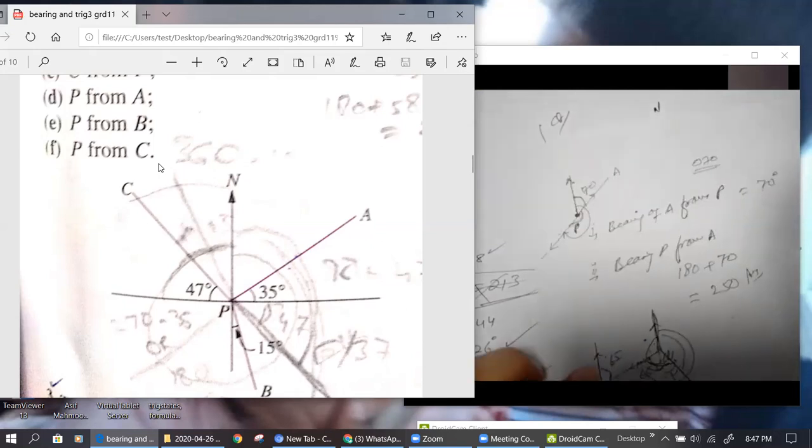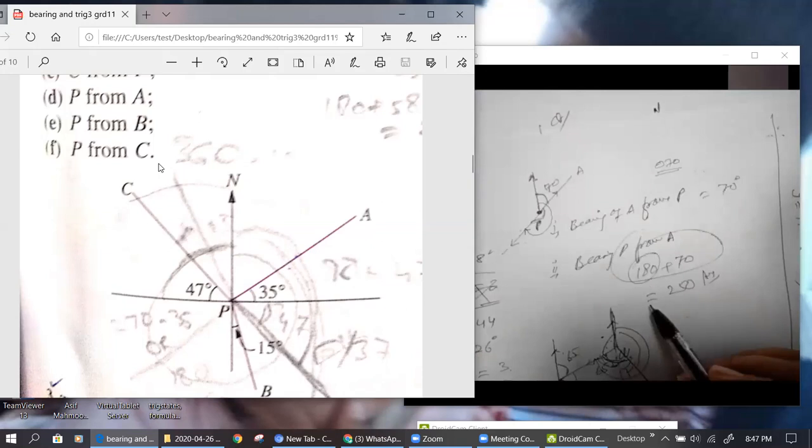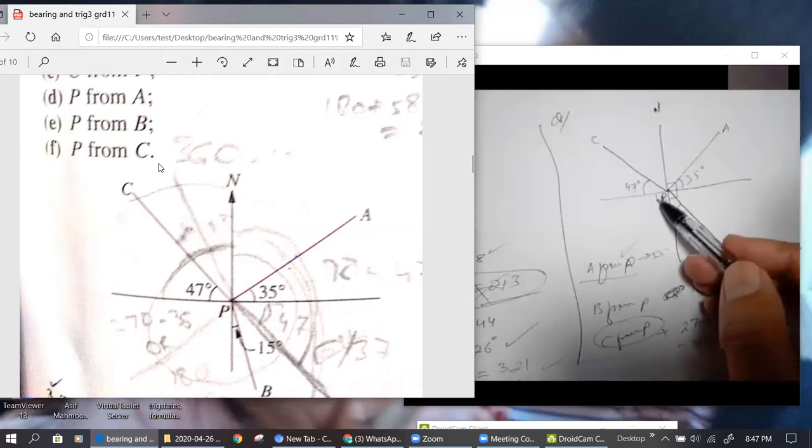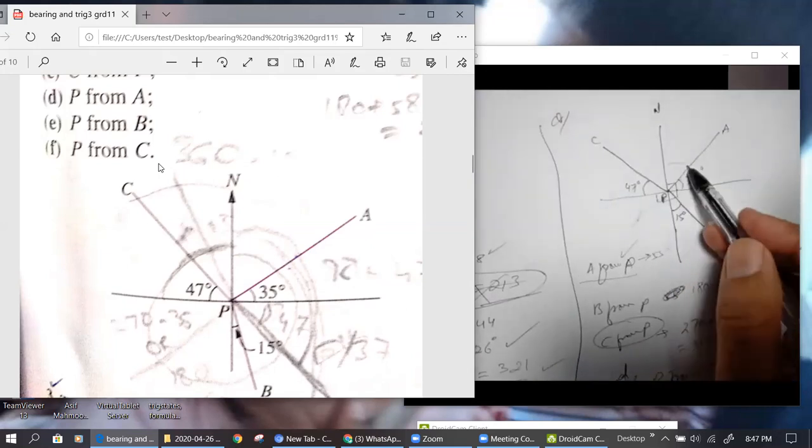When the letters are reversed, you add 180. You are going in a straight line. You are coming back, 180 plus the previous answer.